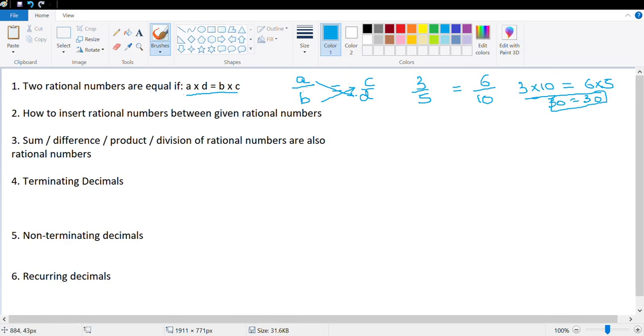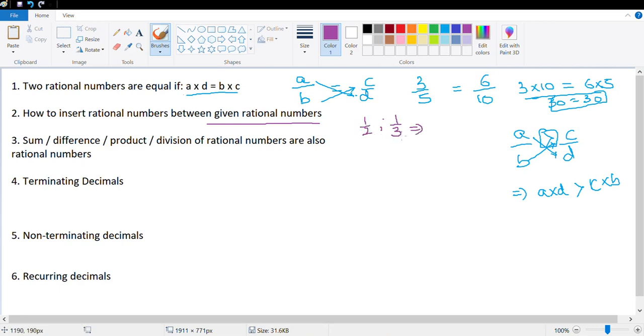How do you figure out which one is bigger? Well, if a upon b is more than c upon d, then it would mean that a multiplied with d is more than c multiplied with b. So again, cross multiplication, whatever is the sign between them, that holds good. Next part, how do you insert rational numbers between given rational numbers? We have done this, so let's look at certain examples. If you need to insert one rational number between, let's say, 1 by 2 and 1 by 3, what you do is add the numerators and the denominators, which is 1 plus 1, 2 plus 3, which is equal to 2 upon 5. So 1 upon 2, 2 upon 5, and 1 upon 3. This rational number is between these two rational numbers.